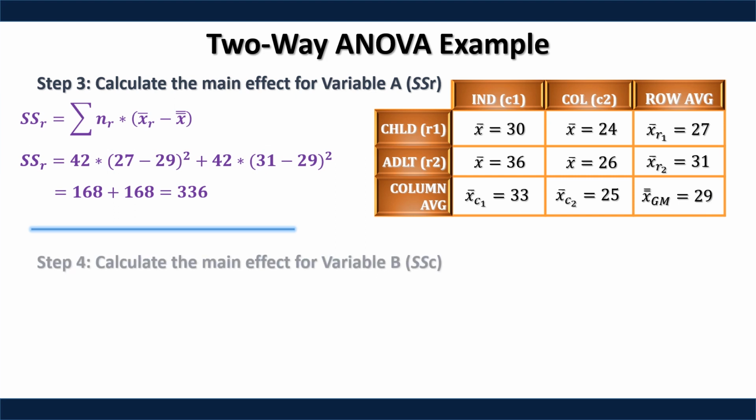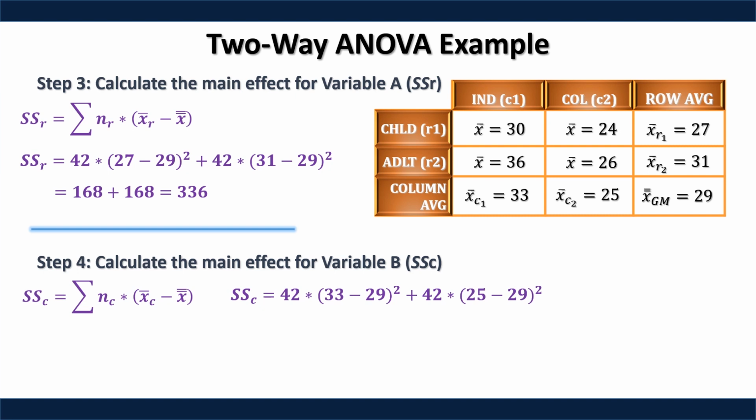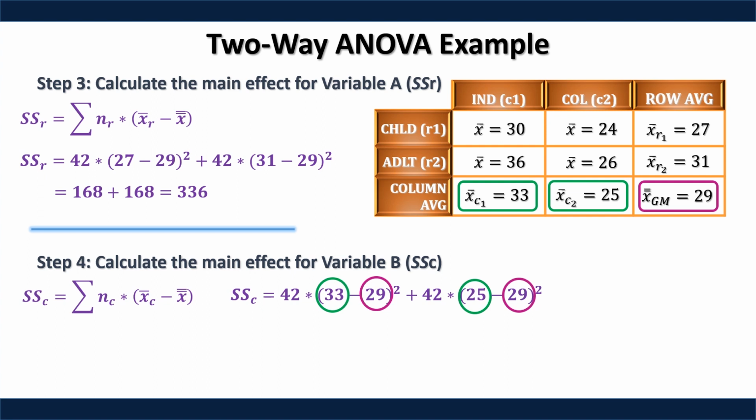In step 4, you do the identical calculations, but this time for column averages representing cultural orientation. Again, you take the column mean for individualists, subtract it from the grand mean, square that difference, and multiply it by the column sample size of 42. You do the exact same thing for collectivists. Doing all the basic arithmetic will give you a sum of squares column, which represents cultural orientation, of 1,344.